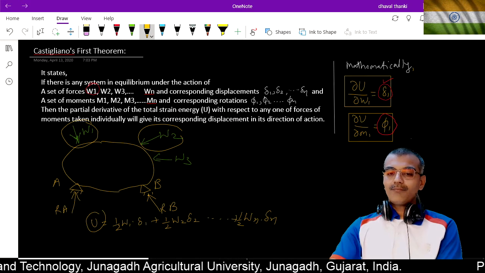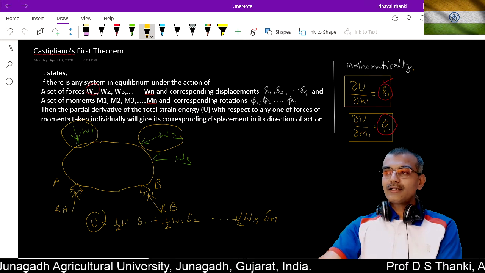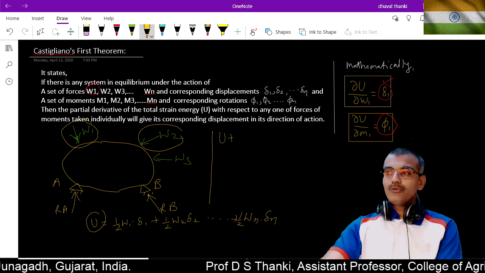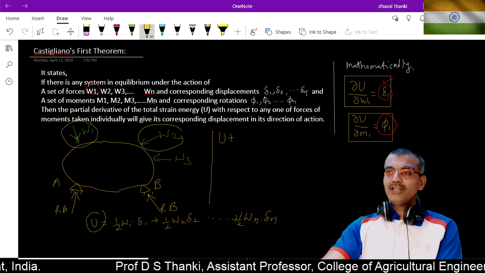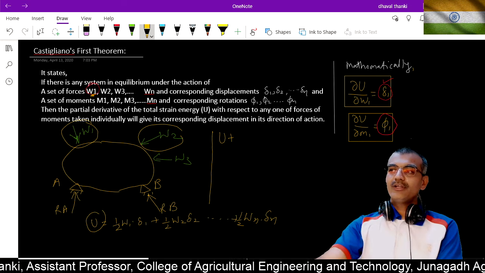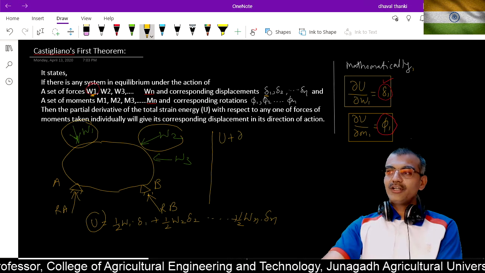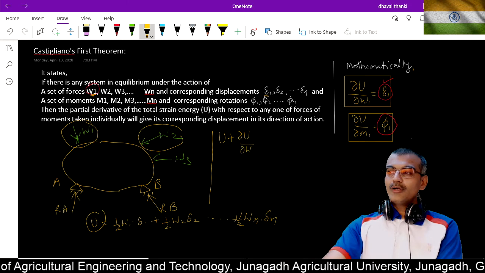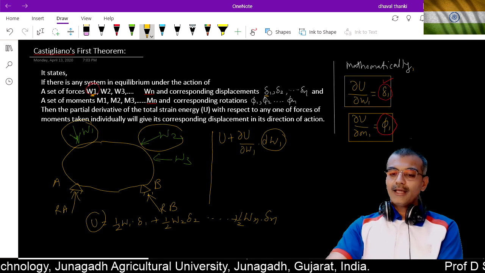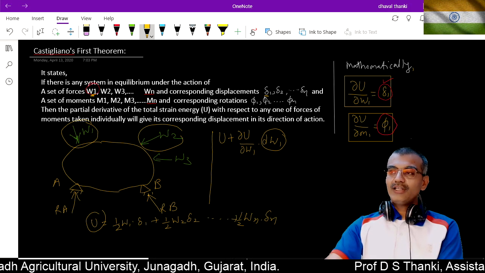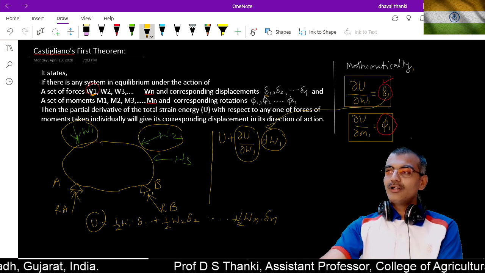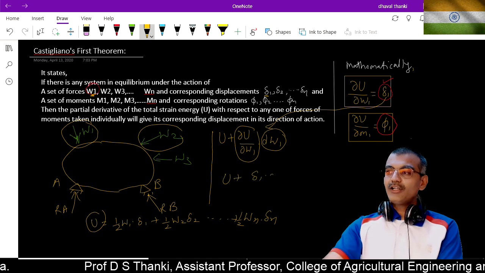So indirectly, if we want to find the equation of this particular strain energy, then the new strain energy will be U plus, because initially the force was 0, and then W1 is a very small force at the initial stage, so there will be a very small deformation, right? So energy into the partial derivative of U with respect to W1 into dW1, that is the small amount of force, and if you write down the same thing, that is the change in U upon W1, which is what is called your deflection, right? So U plus delta 1 into dW1.